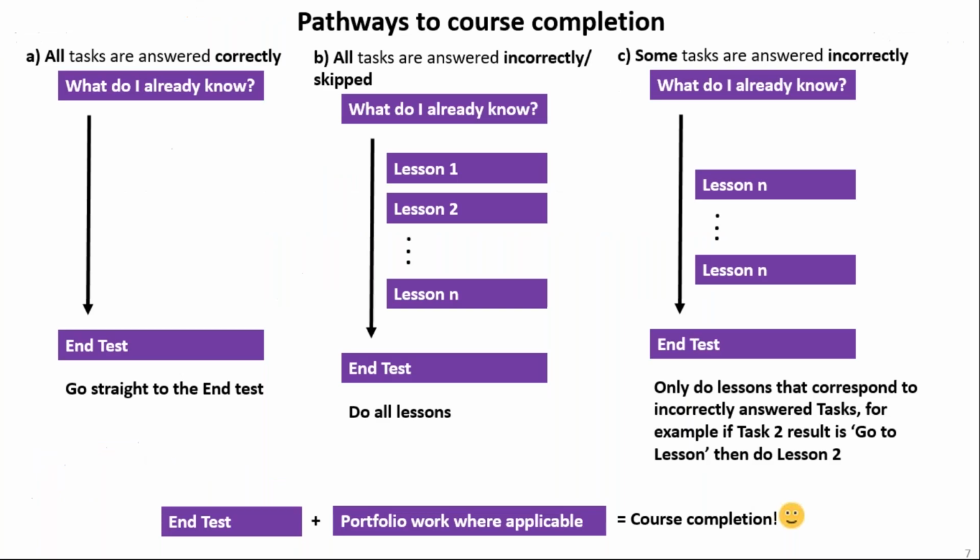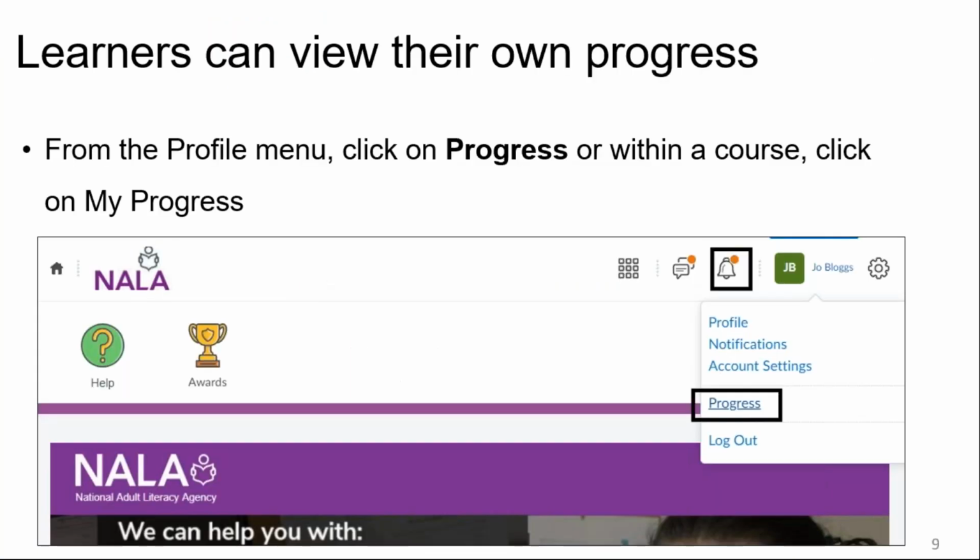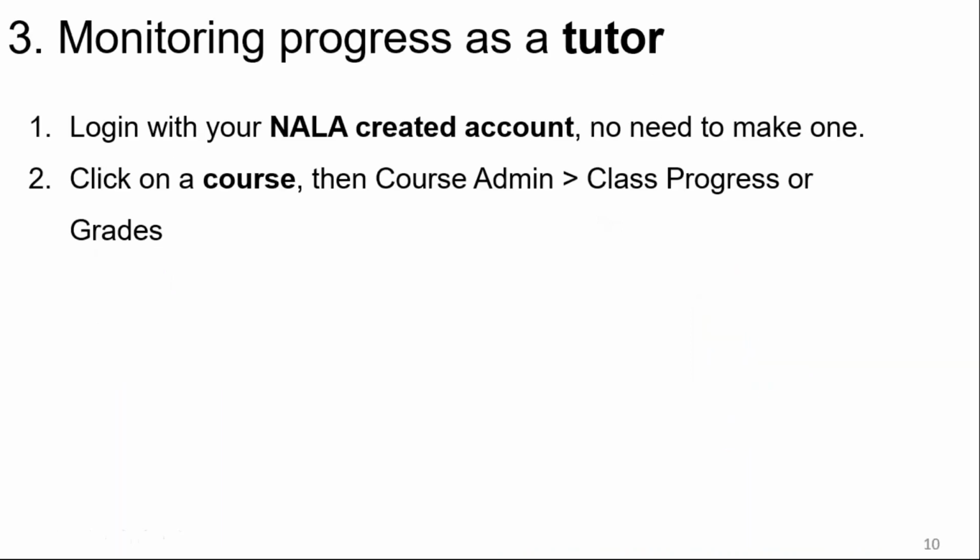So just to go back to my slides again, the learner progress is something that the learner can look at themselves, but you can also look at it as a tutor. So a learner can either click on My Progress or click on their name and progress, and they'll see how they're getting on in a particular course. So as a tutor, you can log in with a NALA created account, so you don't have to do anything. Just provide us with your name and email, and we'll set that up for you, and we'll automatically register you onto all the courses that we have available.